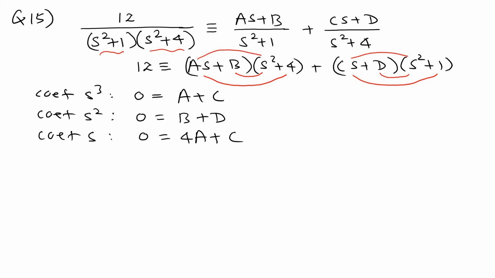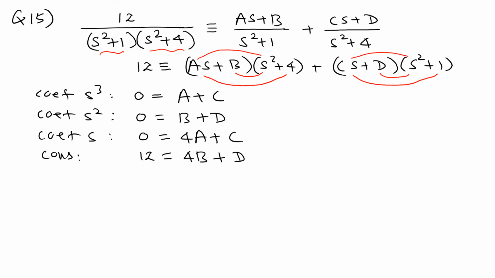And then we go with the last one, which is the constant term. The constant term is going to give you 12 on this side, and on the other side you get 4b and d. So that's what you get, 4b plus d. Now the thing is that we have four equations. How to solve them? We can use a special technique to solve them.